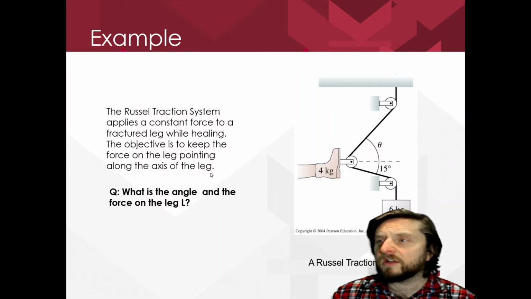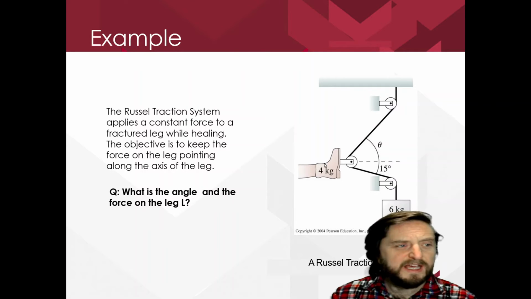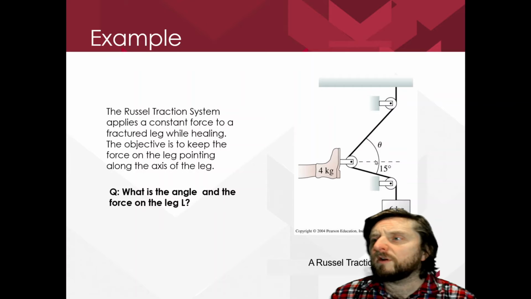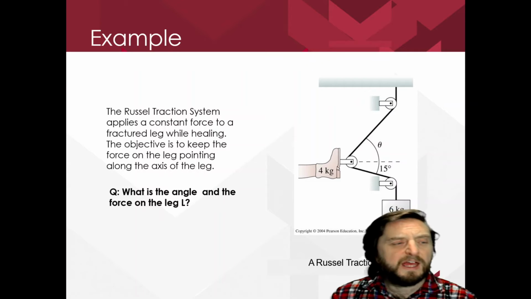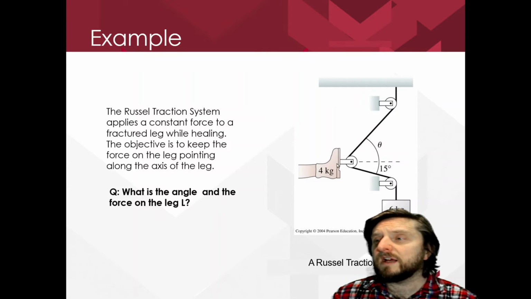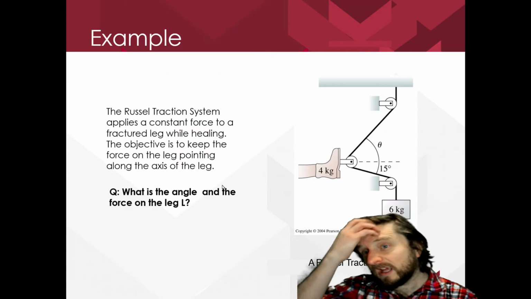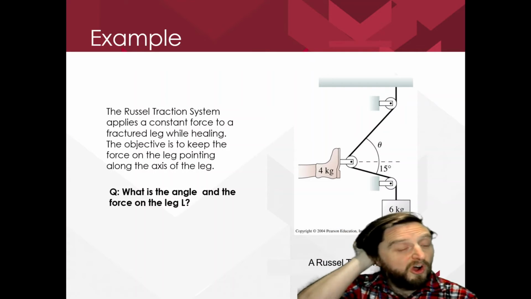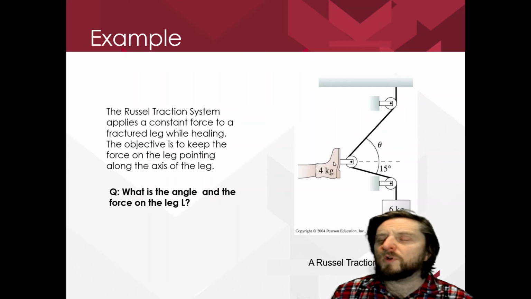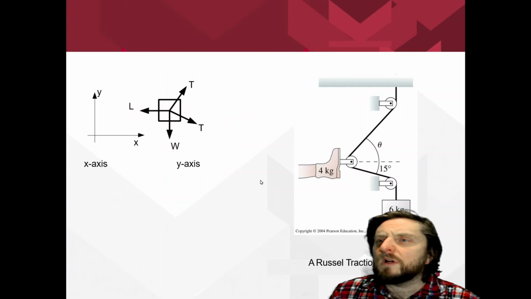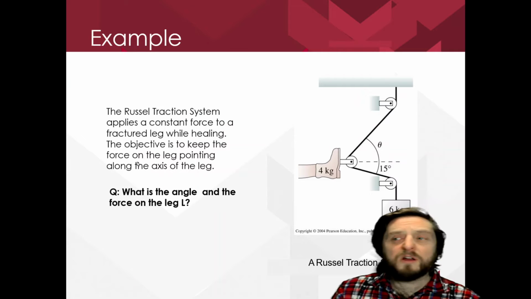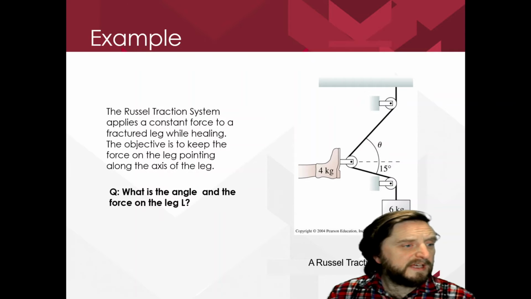So if the leg is lying this way horizontally, you're wearing some special boot, or maybe this is a cast, pulley attached to the cast, and we're trying to provide a force in this direction, pulling the leg. So there's tension in the leg, which means that that same force is pulling back in the opposite direction. So we want to say what is the angle and the force on the leg, or the force off the leg. Okay, so we are going to go about this in exactly the same way as we have each time.